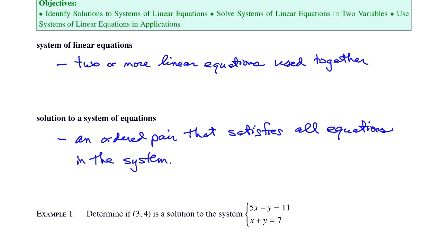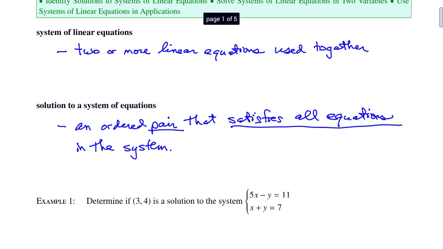So since there are two variables, the solution will be an ordered pair. When we get to three variables at the end of class, then we'll have an ordered triple. And satisfies all equations, that simply means you could put those values for x and y in all of the equations that you have, and they would make those equations true.